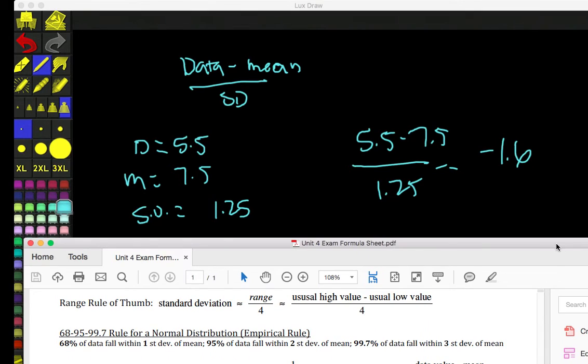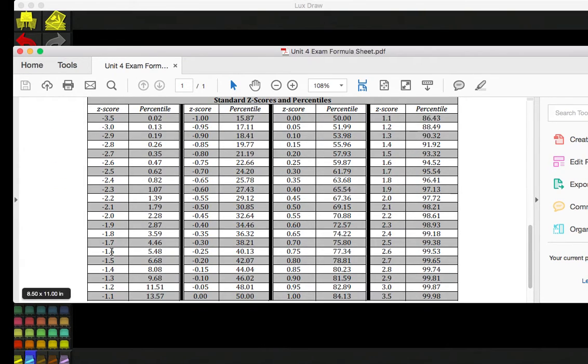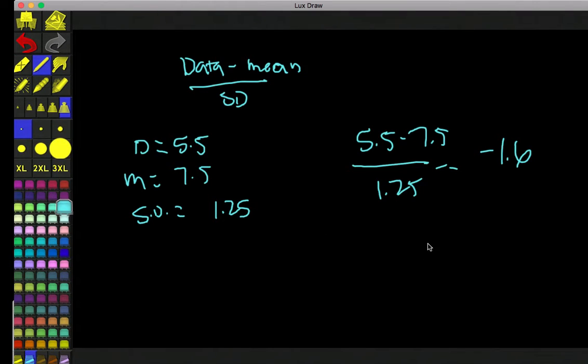And then I'm going to go to my z-score chart. I'm going to find negative 1.6, which is actually an exact value, and it's 5.48. They rounded it to 5.5. So 5.5 percent of babies are considered to have low birth weight, which is less than 5.5 pounds. Interesting, right? Same percent. Okay.